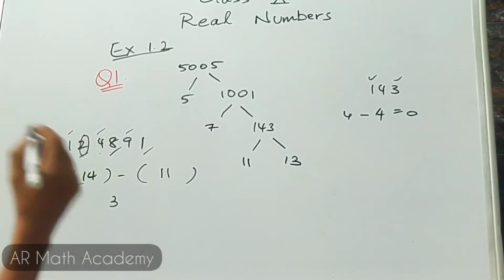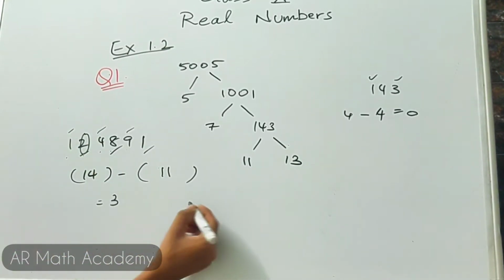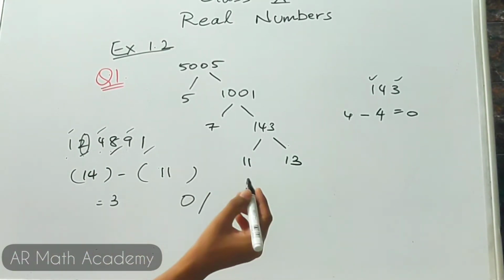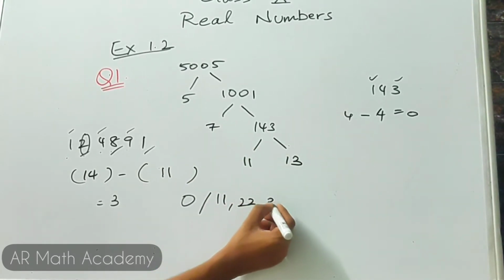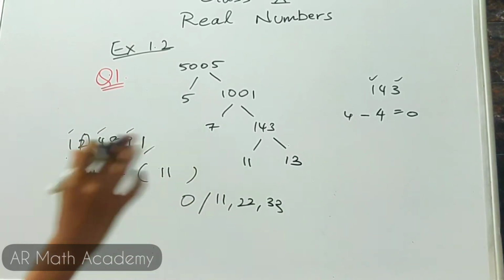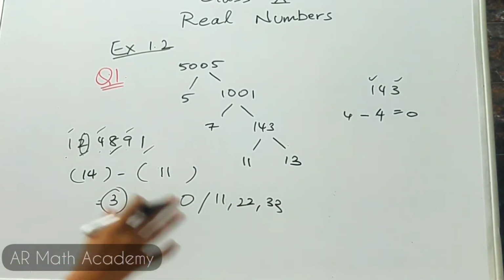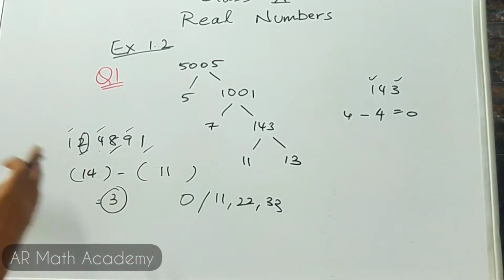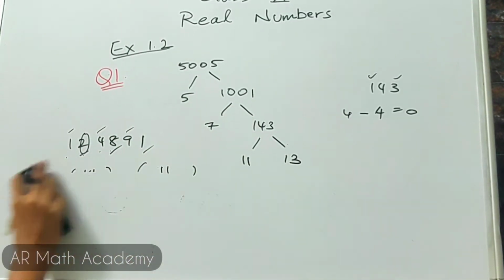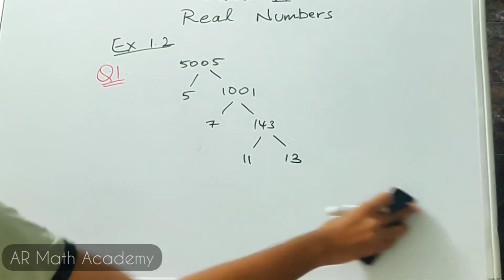The result over here is coming as 3. But if the result is 0 or any multiple of 11, if it is 11 or 22 or 33 or anything like that, then it goes by 11. If it is not like this 3, then it does not go by 11. So now we know this 12491, this random number, does not go by 11. And this 143, well, it goes by 11. So that was a rather huge explanation.